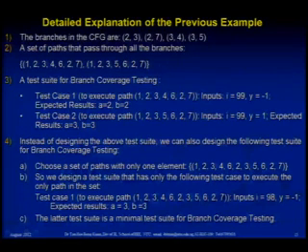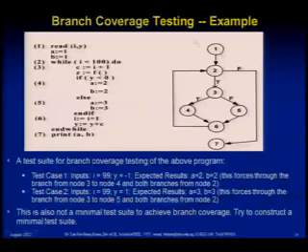So now I have a set of paths to pass through all the branches. 1, 2, 3, 4, 6, 2, 7. This path passes through how many branches? 3 branches out of 4, except this branch. It passes through all the branches except this one. So this path alone is not enough. So I introduce a second path: 1, 2, 3, 5, 6, 2, 7. So the 2 paths combined together pass through all the branches in the control flow graph.